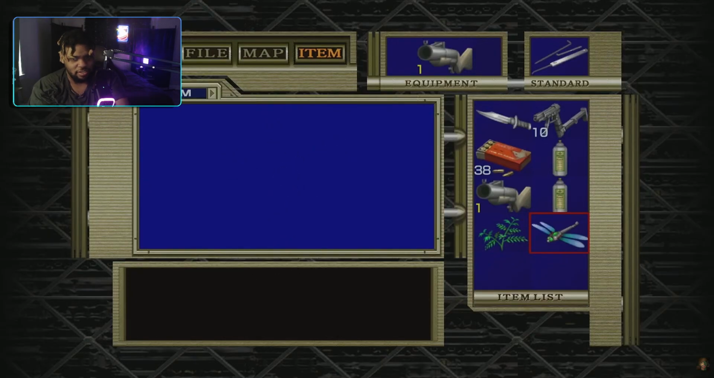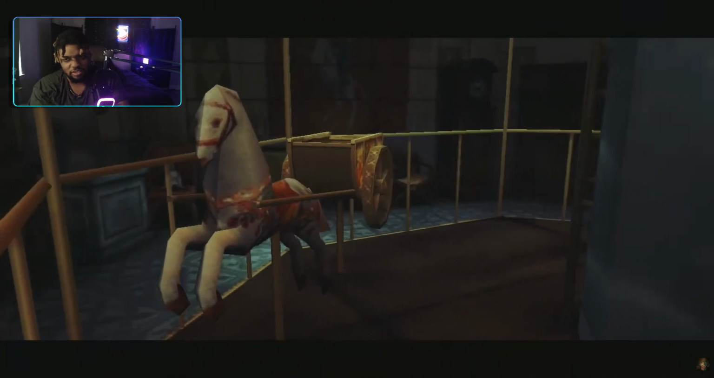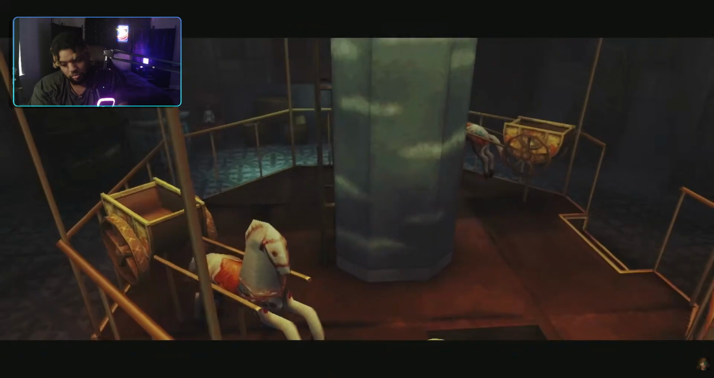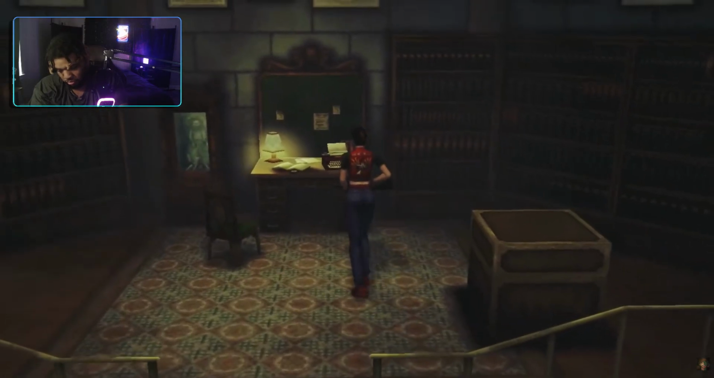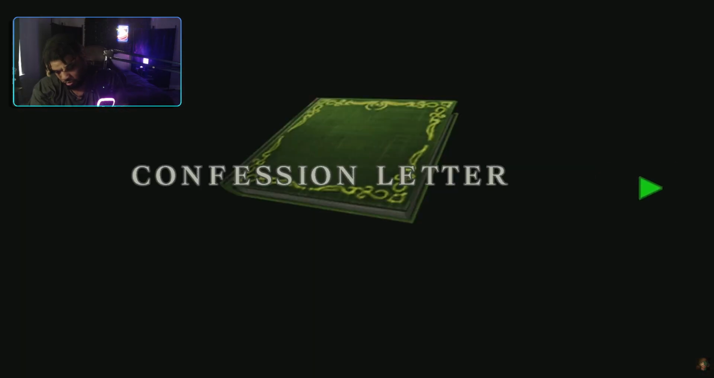She finds a silver dragonfly, which is actually a key. Using it on the ant mural in the room, this activates a small carousel in there, and taking another ladder up, Claire is on the upper level and finds a book which is a confession letter written by Alfred.